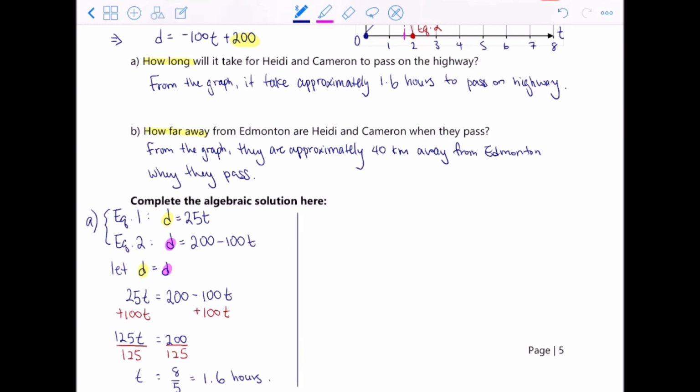For part B, since we know that t equals 1.6 when they pass, we just need to sub it into the equation to solve for the distance. So let's pick equation 1 because it's a lot simpler than equation 2. So we have d equals 25t, and we're going to sub in right here. So d equals 25 times 1.6, and this turns out to be 40. So the distance away from Edmonton is 40 kilometers. So we have verified that 1.6 and 40 is a correct solution set.